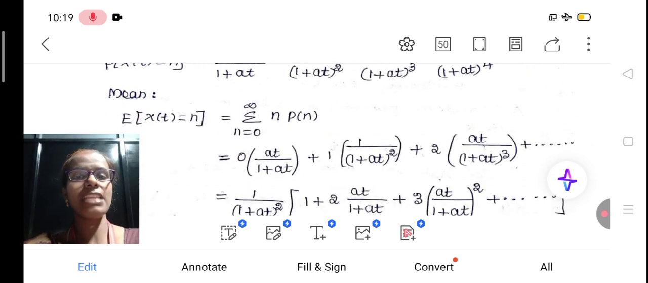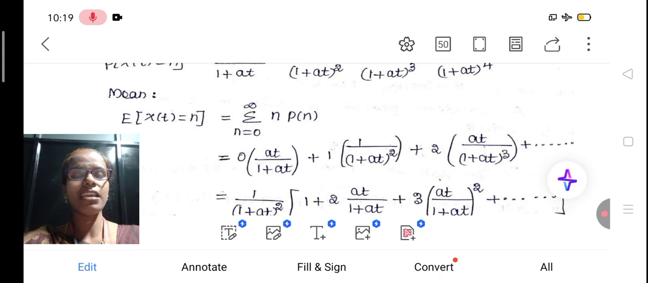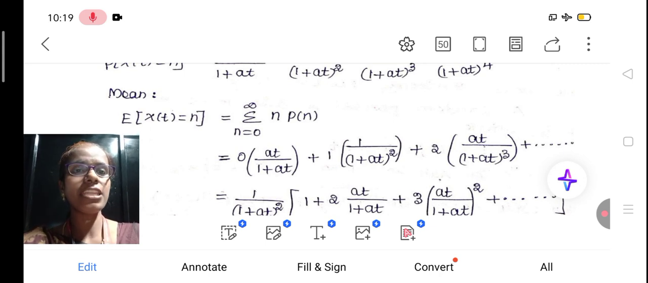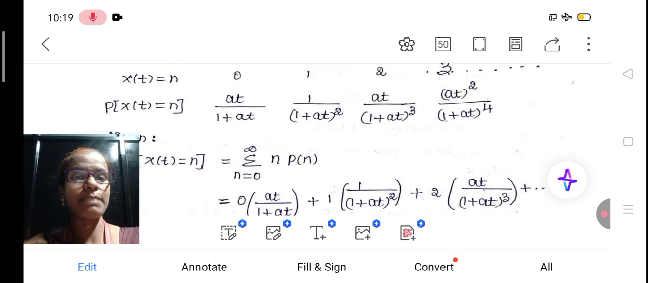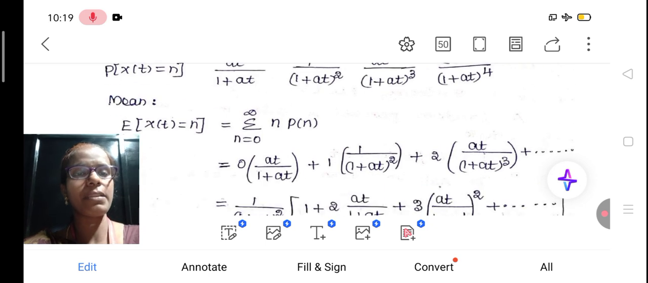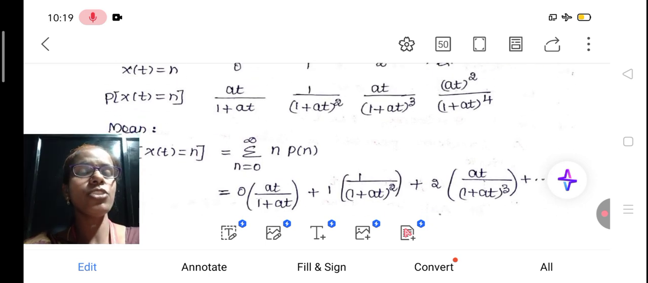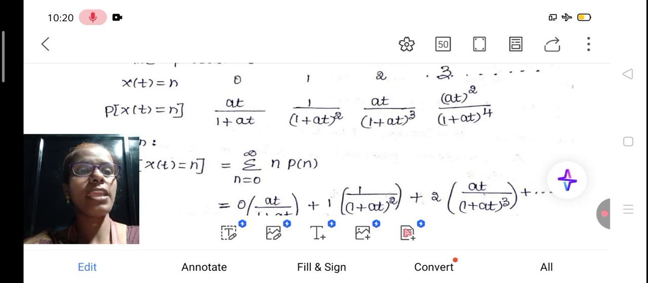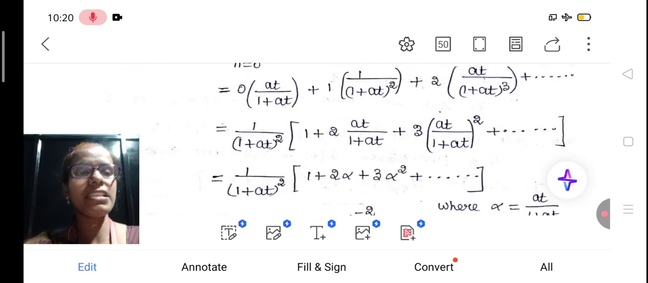Next thing is we are going to find the mean, that is E of X(t) equal to summation n into p of n. So just multiply the n value and its probability. The first thing is 0 into at by 1 plus at. The second thing is 1 into 1 by (1 plus at) the whole square. Third one is 2 into at by (1 plus at) the whole cube plus etc.